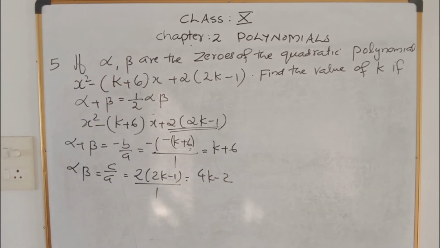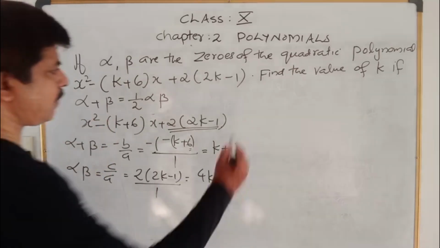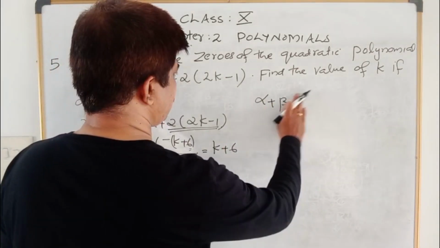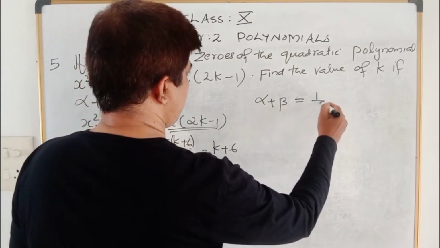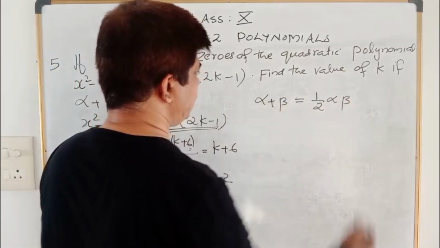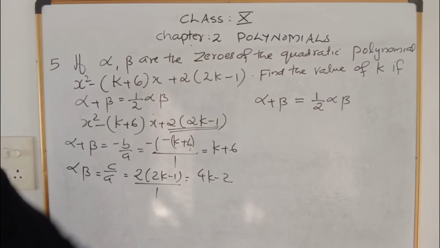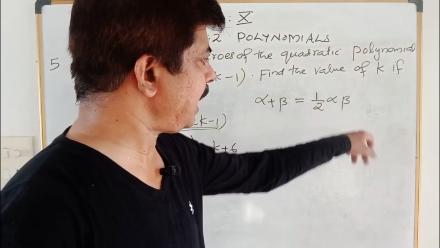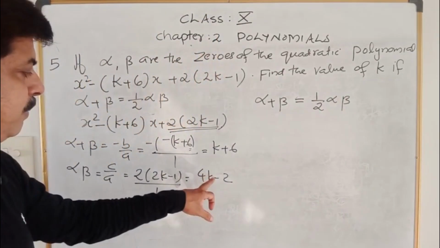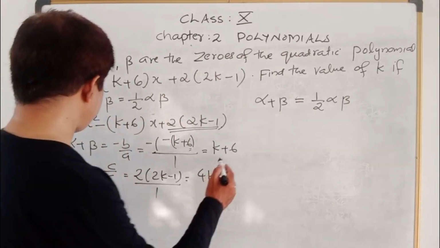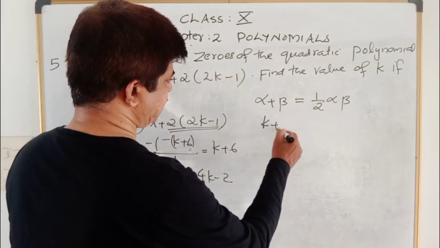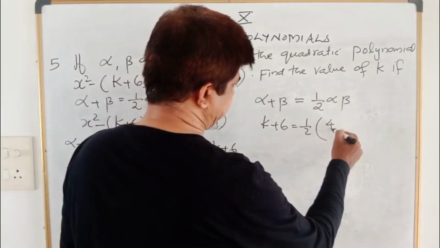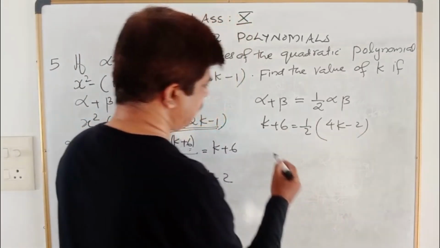Now we have to find the value of k, given alpha plus beta is equal to half alpha beta. We substitute alpha plus beta in the LHS and alpha beta in the RHS, so we will be getting the value of k. What is alpha plus beta? k plus 6, equal to half of the bracket 4k minus 2.